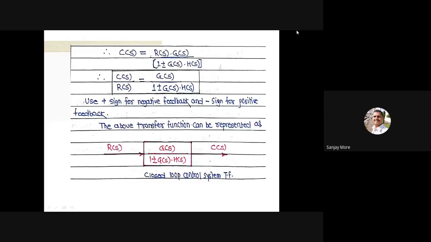The above transfer function can be expressed as R(S) in block G(S) divided by 1 plus G(S) into H(S) and output. This is the reference point and this is the output point. This is the closed loop control system transfer function. This is known as the closed loop control system transfer function. Okay.